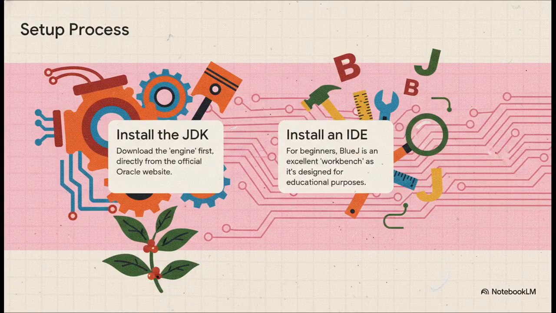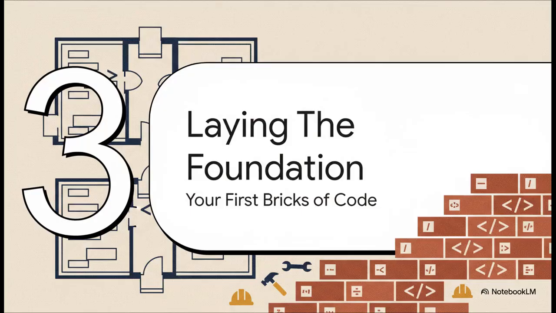So the setup is a pretty simple two-step process. First, you're going to head to the official Oracle website and install the JDK. That's our engine. Once that's done, you install your IDE, your workbench. And look, while there are a ton of options out there, a fantastic one for beginners is called BlueJ, because it was literally designed to help people learn Java from scratch. Our workshop is ready to go. So let's move on over to the building site and see how we lay the foundation.